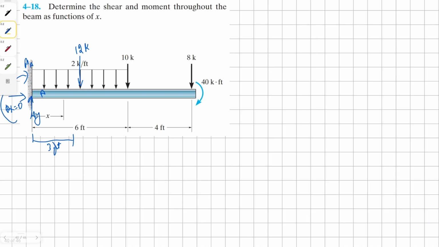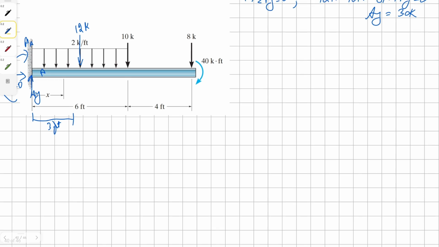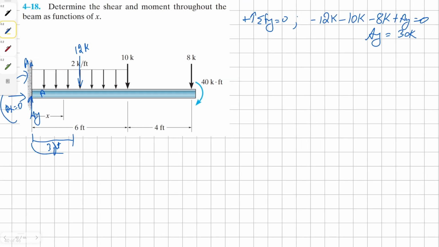Alright, now let's find our value for AY, which is very simple in this case. Just have to sum the forces in the y direction. We're going to have negative 12k, negative 10k, negative 8k plus our AY, all equals to 0. Solving for AY, we're going to have our solution as 30k positive. Now that we have that, to find our functions, first of all, we have to recognize that there are going to be two regions for this beam where changes in load are occurring. We're going to have one region which is 0 to 6, and then another one from 6 to 10.